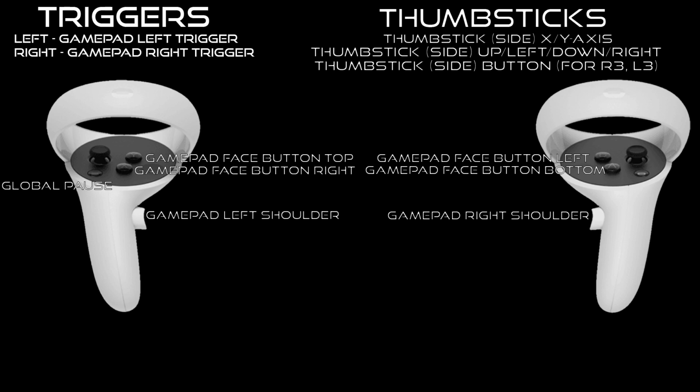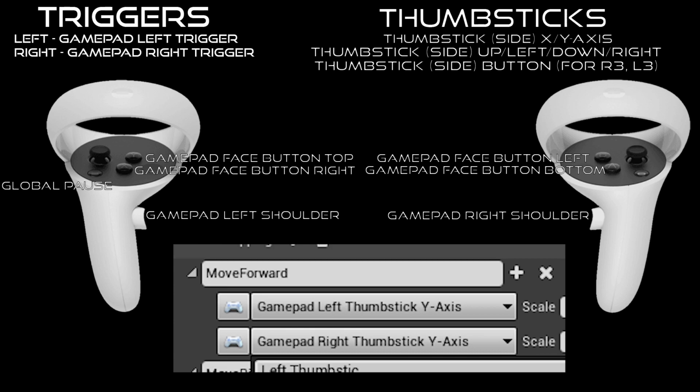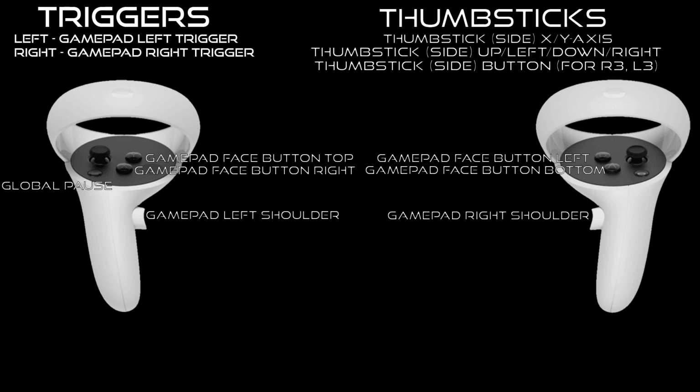I'm just now noticing something in my setup where the move forward is set to the right thumbstick. Make sure you didn't do what I did there. Hold on, I'm going to get a screenshot of that. Make sure to set it to the left. For moving forward, you want the left thumbstick's y-axis, and for moving right, you'll want the left thumbstick's x-axis. And then the pitch and the yaw are both going to be the right thumbstick.